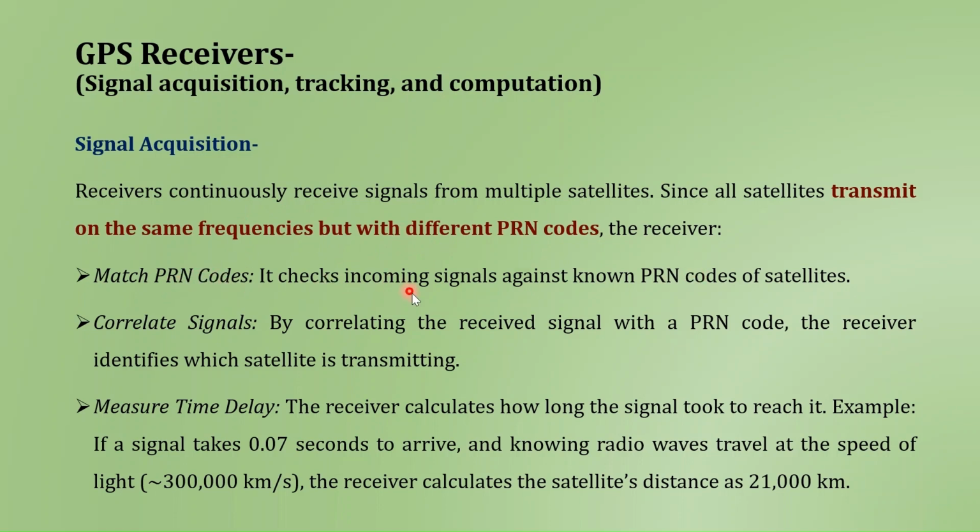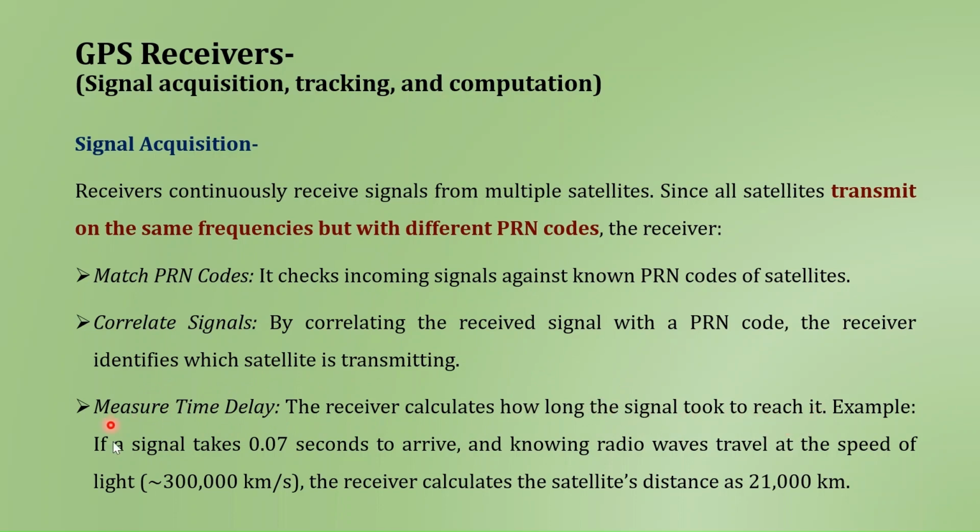So they check the incoming signals against the known PRN code of the satellite, and then these signals are correlated. By correlating the received signal with the PRN code, the receiver identifies which particular satellite is transmitting, and then the time delay is measured. So the receiver calculates how long the signal took to reach that particular receiver.